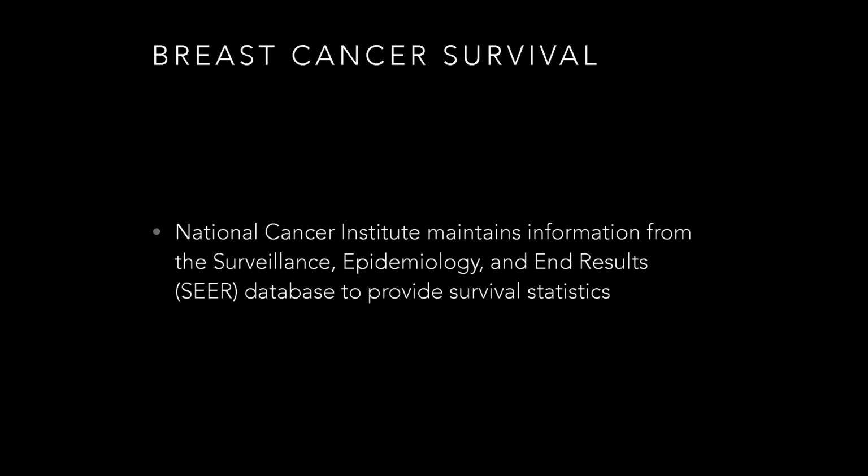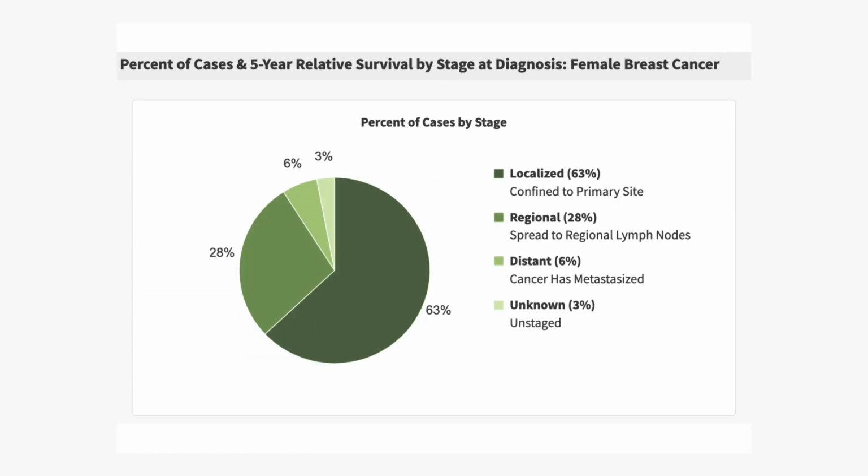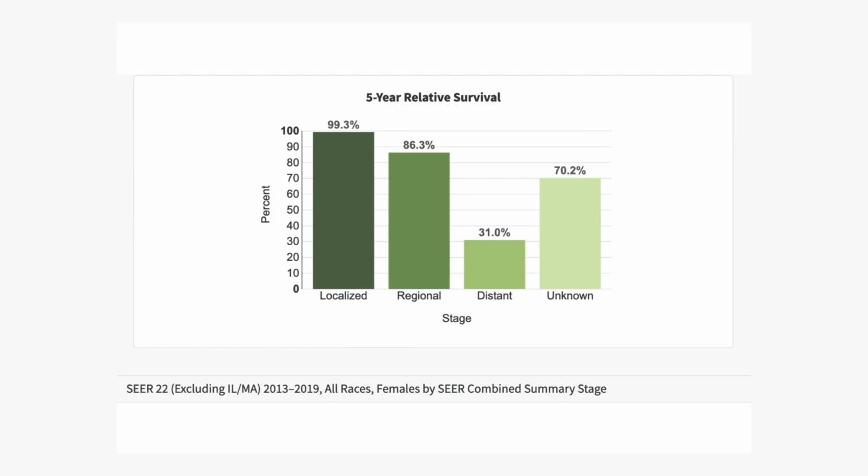Okay, so in talking about breast cancer survival, there's a database referred to as the SEER database, where we're looking at survival statistics. It's separate from what many in the medical community are familiar with, called the TNM staging, and it groups patients into localized, regional, or distant disease. This chart shows that the majority of patients we're looking at have localized disease, so it's confined to the breast. And in this chart, we're looking at the 5-year survival for those patients.